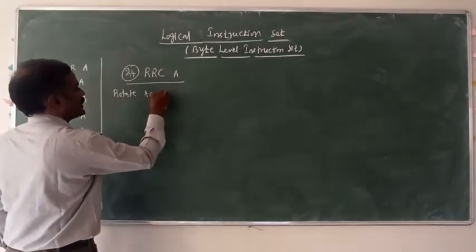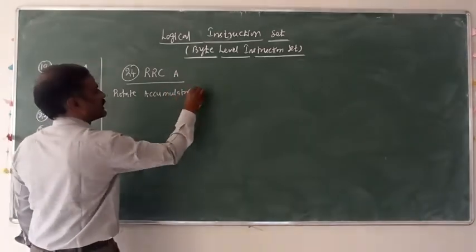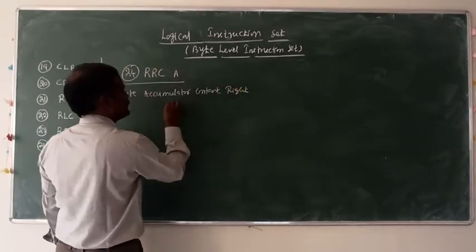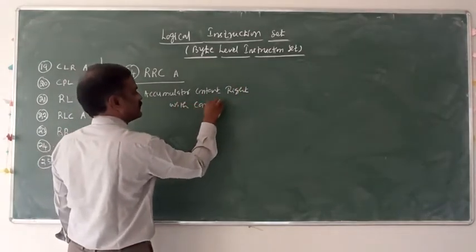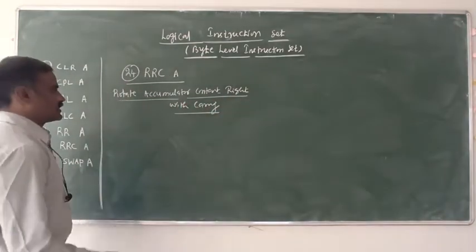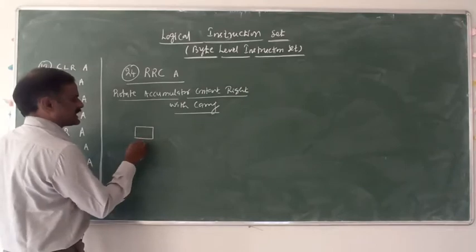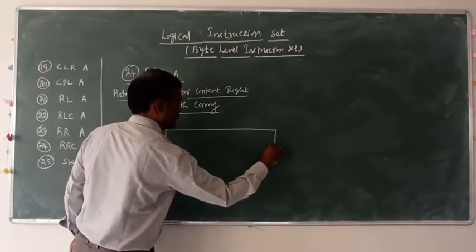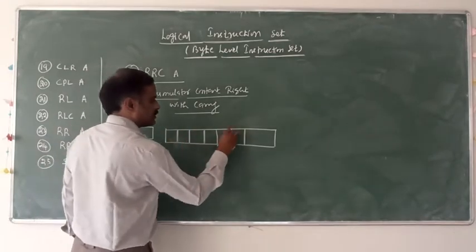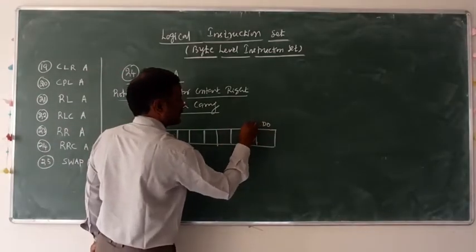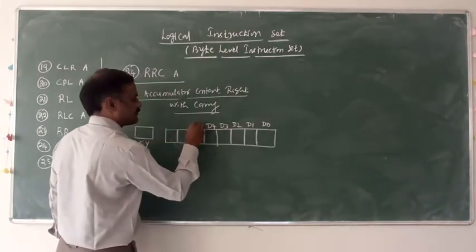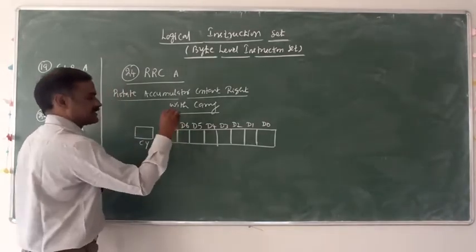rotate accumulator content right with carry. The bit format: this is the carry and this is the total 8-bit data format. This is for D0 bit, D1, D2, D3, D4, D5, D6 and D7.